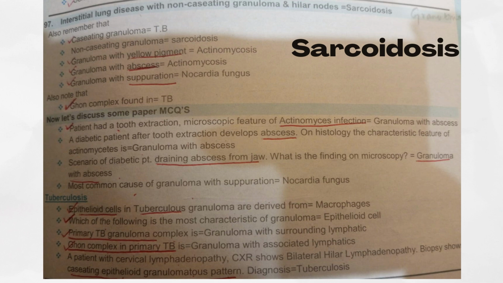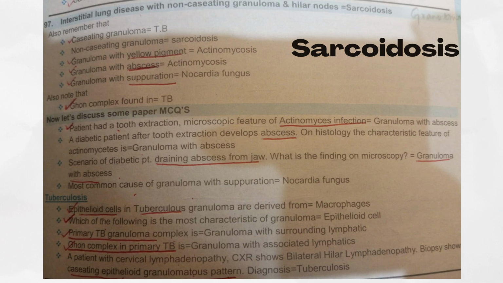Patient had tooth extraction. Microscopic feature of actinomycosis infection is granuloma with abscess, not the yellow pigment. We are going to take the granuloma with abscess. This is important. The next thing is a diabetic patient after tooth extraction develops an abscess. And histology, the characteristic feature of actinomycosis is granuloma with abscess. We are going to take granuloma with abscess.